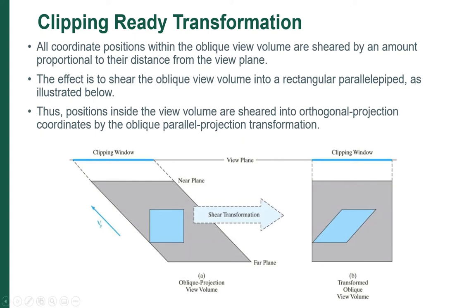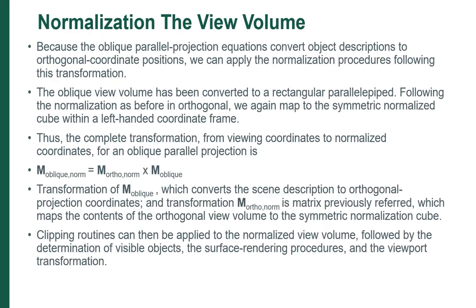This effect is called shear, transforming the object view volume into a rectangular parallelepiped, as illustrated. You can see that the particular object is transformed into this volume. This oblique volume is what we saw previously, and without any transformation it looks like that. The positions inside the view volume are sheared into orthogonal position coordinates by the oblique parallel projection transformation.